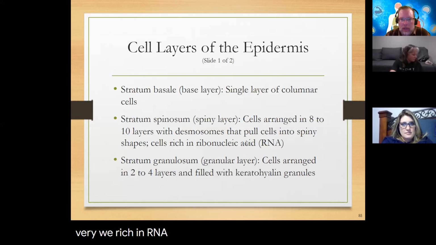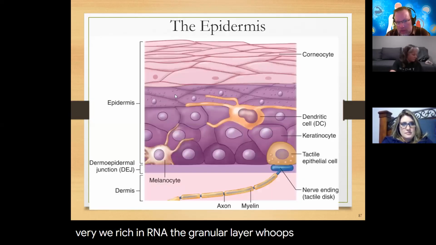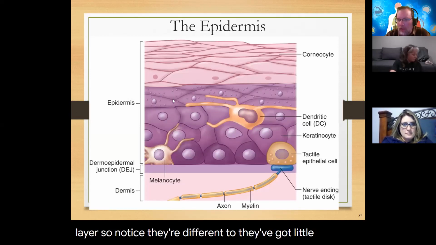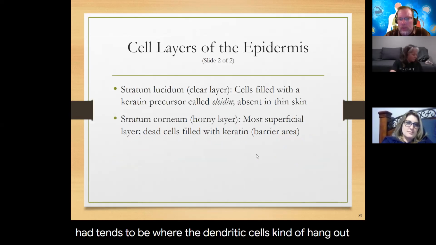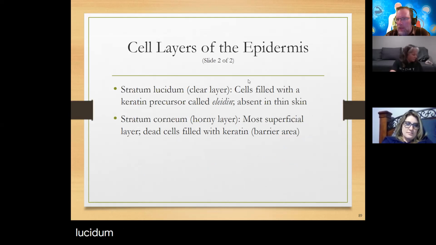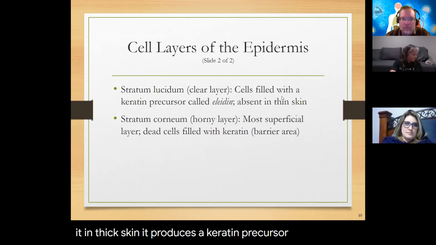The granular layer. So notice they're different too. Okay, they've got little grains in them. This is the waterproofing layer, the granulosum. That also tends to be where the dendritic cells kind of hang out. Lucidum, we don't see that layer in thin skin. We only see it in thick skin. It produces a keratin precursor called eleidin. Lucidum means clear.